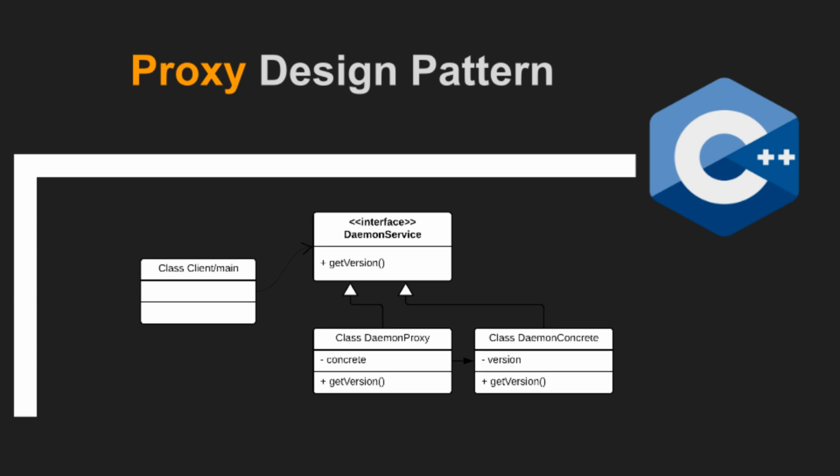So there could be many scenarios why they don't give the actual core implementation. But this is the ultimate reason for having a proxy design pattern.